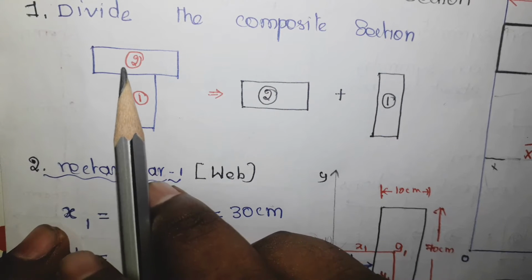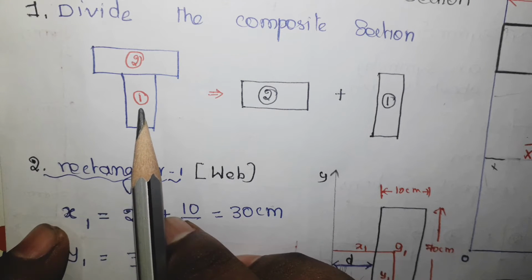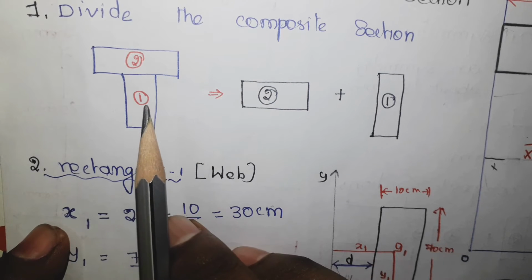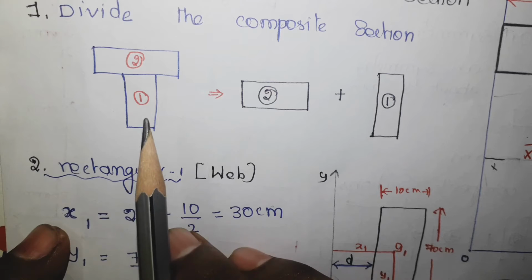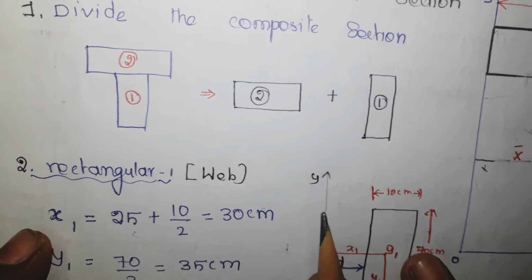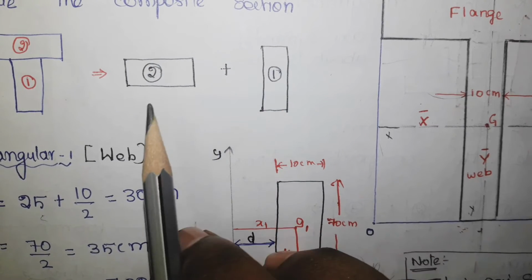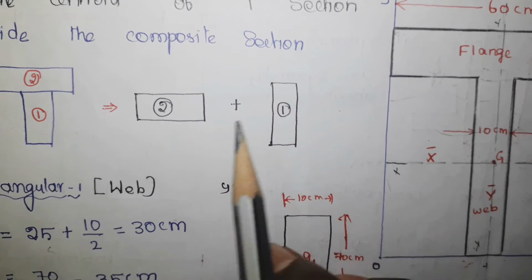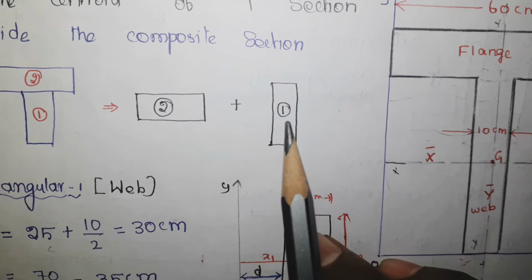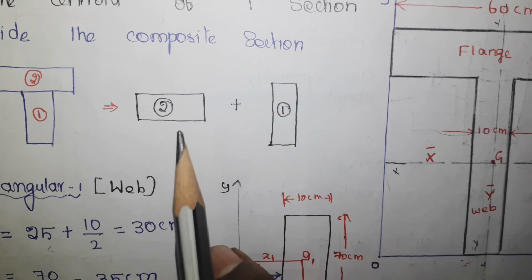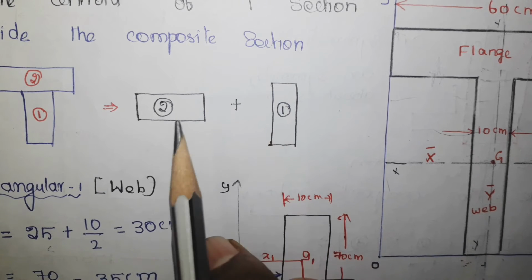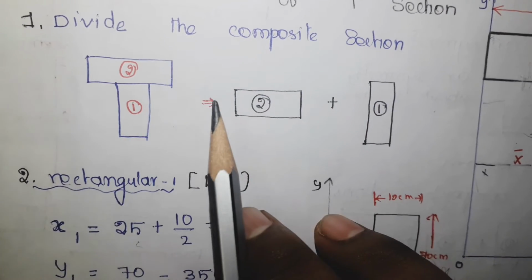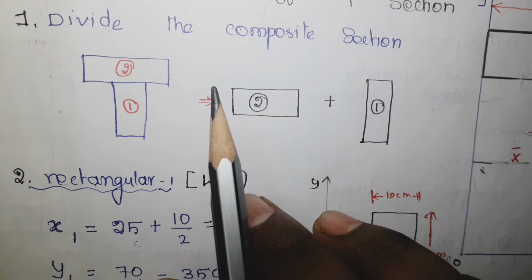Let me take the T section. You see that here there is a rectangle, the first one. The second part is also a rectangle. Now these are regular shapes where we can directly get the centroid. So this is the first work, dividing the entire object into individual objects. And if you see here, when I combine these two rectangles, I will get a T section. So this is the important one.